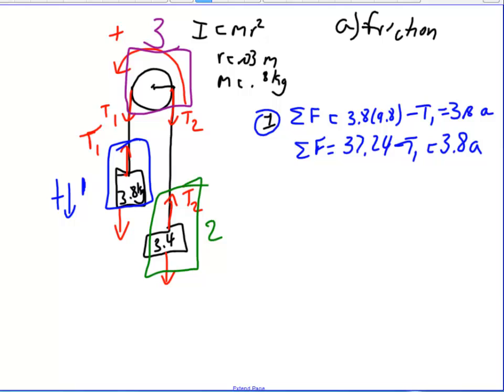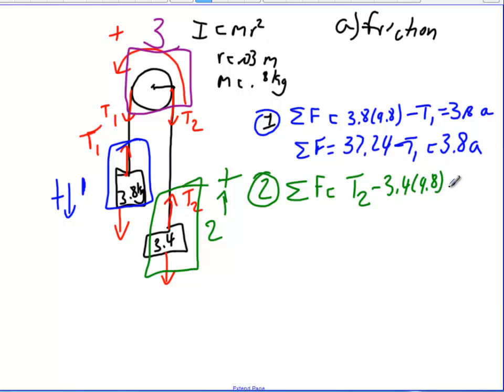Okay, so let's come up to number 2, this other block. If we look at that one, again we're going to do the same thing. Net force equals, and remember on this one positive is up because we're on the other side of the pulley. So we've got T2 minus 3.4 times 9.8 equals 3.4 times A. Okay, so this is again Newton's second law. Net force equals mass times acceleration. There's our mass, there's our acceleration, and here's the net force.